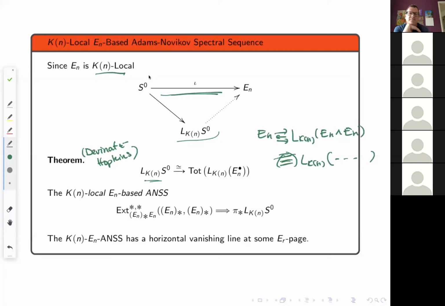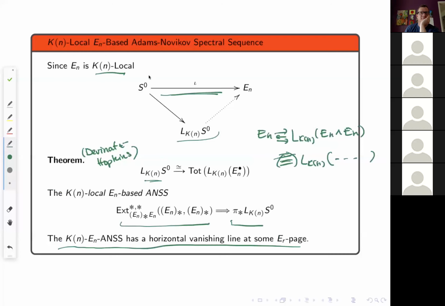So from this, we get the thing that people call the K_n-local E_n-based Adams-Novikov spectral sequence. This Ext here, you can identify with an Ext in some category, but for now I just mean the cohomology of this cobar complex that I mentioned before. It converges to the homotopy groups of the K_n-local sphere. And part of this story, and part of proving this, is that this spectral sequence also has some vanishing line at some E_r page. So that's the machine that we use to compute the K_n-local sphere.